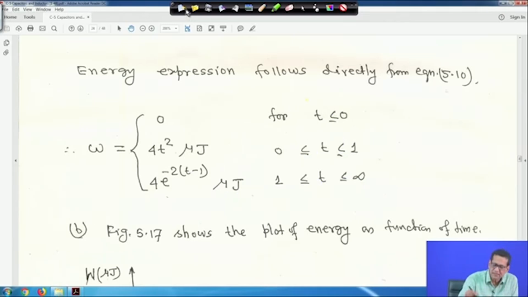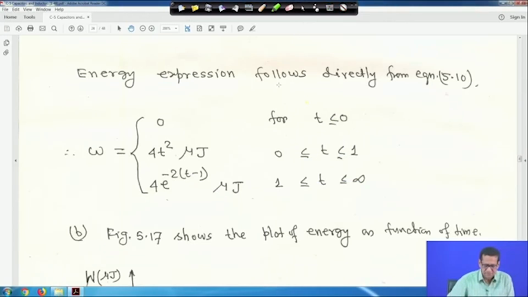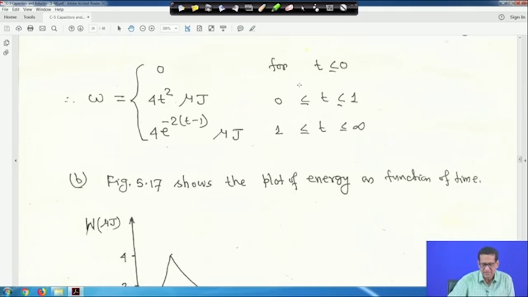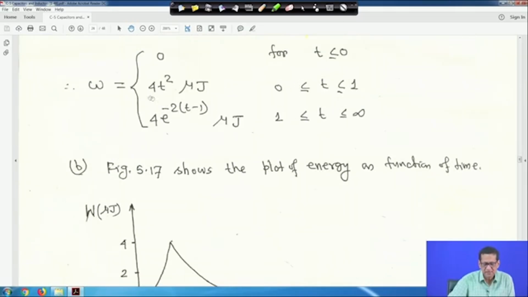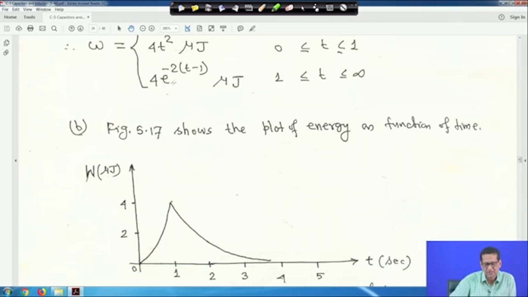Now, let me clear it. Figure 7 shows the plot of the energy function. One part is 4t squared microjoule, so its first part will be from 0 to 1. It looks like a parabola, and then 4 e to the power minus 2(t minus 1) microjoule is an exponential decay.